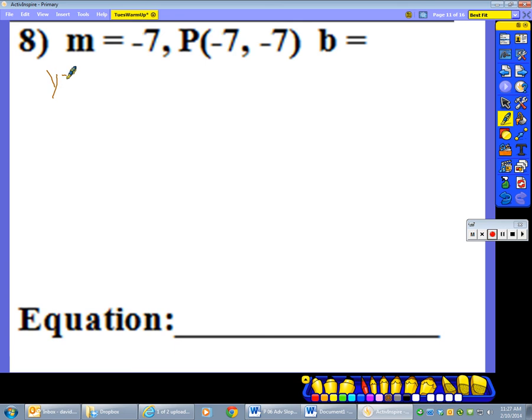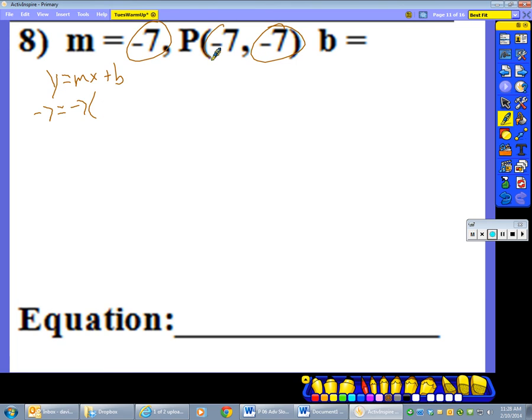Next one, y equals mx plus b. And so my y value is going to be negative 7. I see it right here. And my m value is negative 7. And my x value is negative 7. And I'm trying to figure out what my b value is, or what my y-intercept. A negative 7 times negative 7 is a positive 49. So be careful with that.